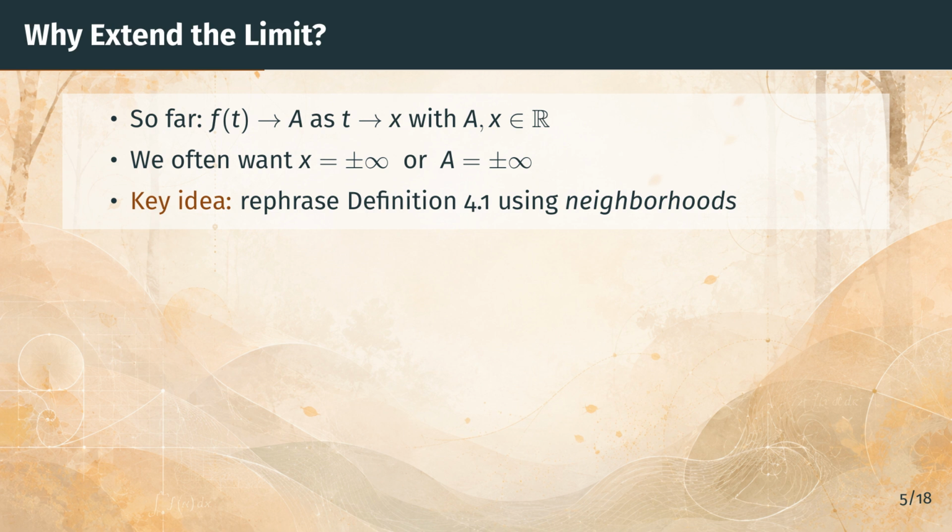Here is the key idea, and it is a beautiful one. Instead of writing a separate definition for each case, we rephrase the original definition 4.1 purely in the language of neighborhoods. Once closeness is expressed as lying inside a neighborhood, we are free to define a neighborhood of infinity as well. A single sentence will then handle finite and infinite limits together. Let's first remind ourselves what a neighborhood of a real number is.